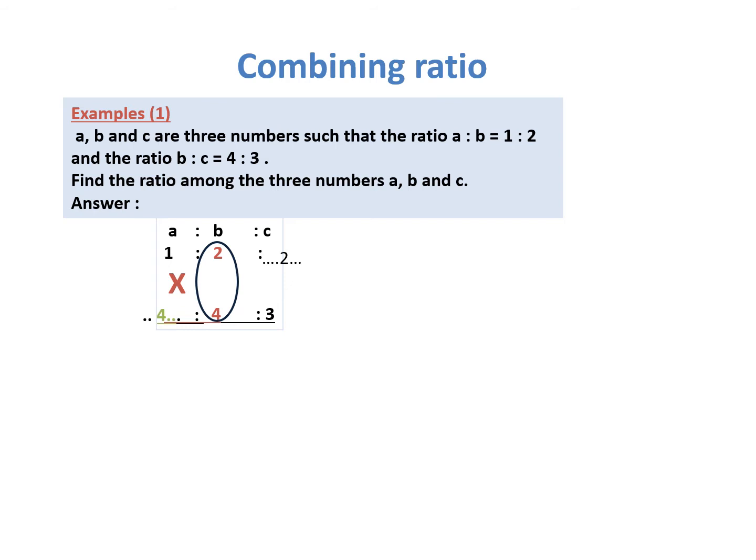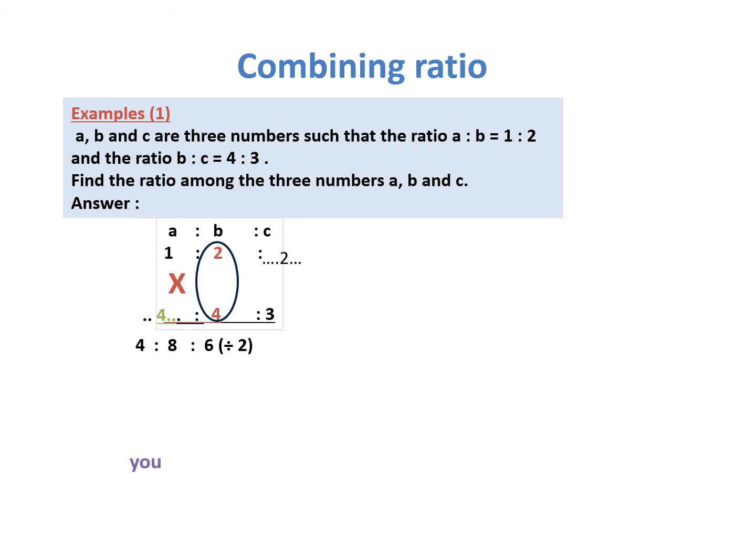Now we have the complete first line and the complete second line. Then we're going to make the first line times the second line. The first line: A equals 1, B equals 4. We will make 1 times 4 equals 4. B: 2 times 4 equals 8. C: 2 times 3 equals 6. Now we have A to B to C, 4 to 8 to 6.